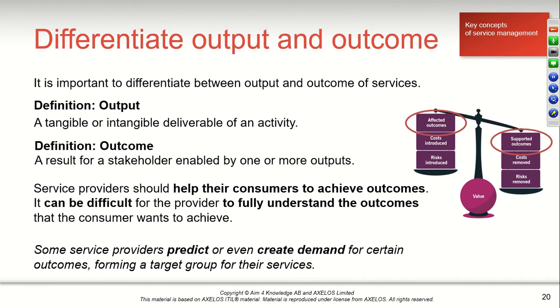Whereas outcome is a result for a stakeholder that has been enabled by one or more outputs. That is what a stakeholder expects to receive. This outcome will be enabled by one or more outputs. It will also depend on the output. However, it is not the same as output.